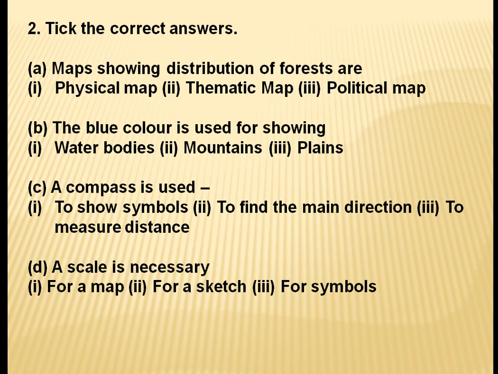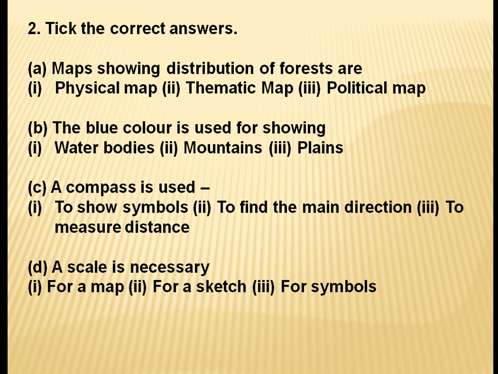Next, we are going to have tick the correct answer. So A, B, C and D is represented by the slide. The A is speaking, map showing distribution of forest. So out of these three, which map is showing the distribution of forest? So thematic map is the correct answer. So the blue color is used for showing what thing? It is water body, mountain or plain. So the correct answer is water bodies.